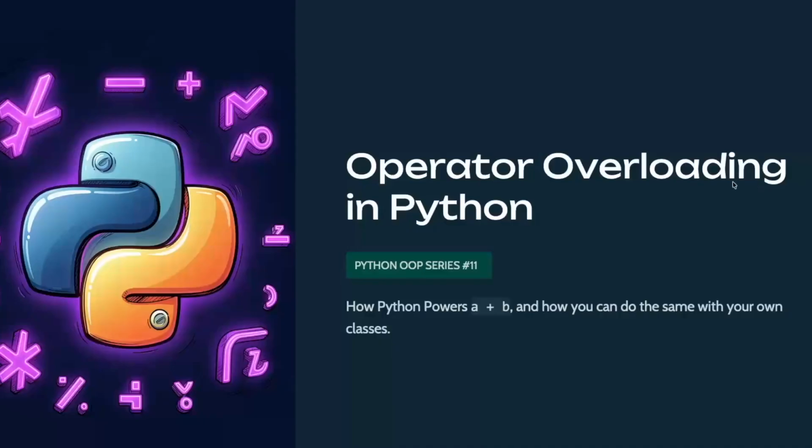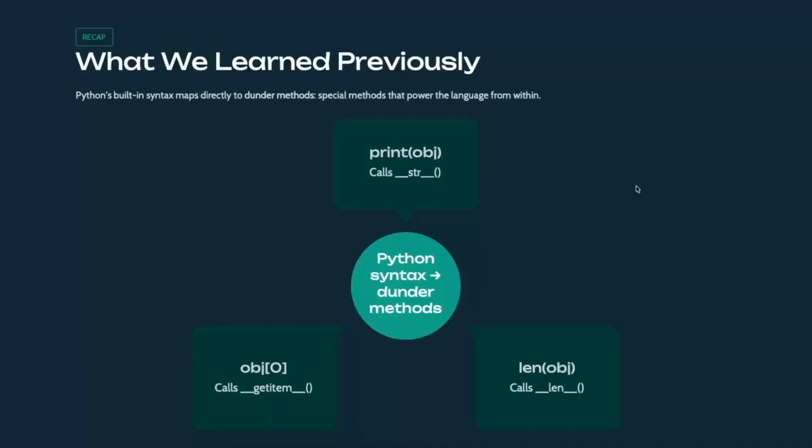So let's get started. Before we jump into operator overloading, let's quickly recap what we've learned so far. Python syntax often maps directly to Dunder methods. For example, len(obj) calls the Dunder method __len__, and print(obj) calls the Dunder method __str__. Indexing calls __getitem__. Today, we'll see that operators work exactly the same way. The plus sign isn't magic. It's simply another Dunder method being called behind the scenes.